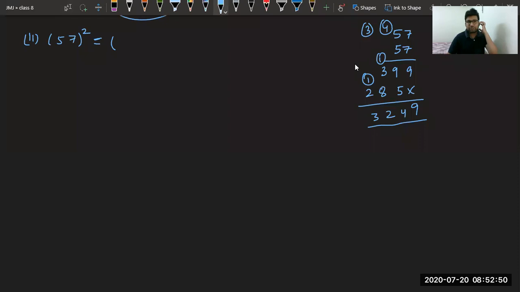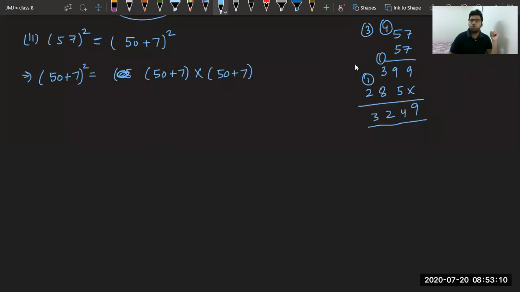Let's see. By the first method, if I take this number as 50 plus 7 whole square, it can be written as 50 plus 7 into 50 plus 7. Now applying the distributive property, this 50 will multiply with this complete bracket. So 50 into 50 plus 7, then we have a plus sign, then 7 multiplied with the complete bracket, 50 plus 7. Now solve this, very easy.